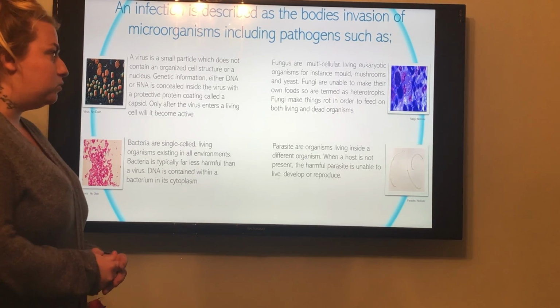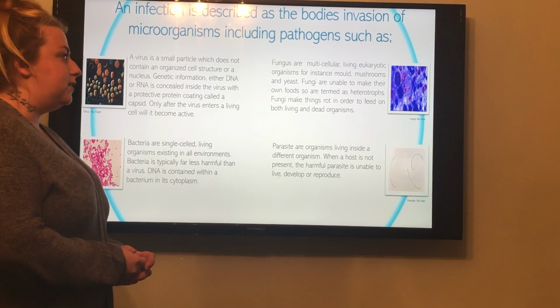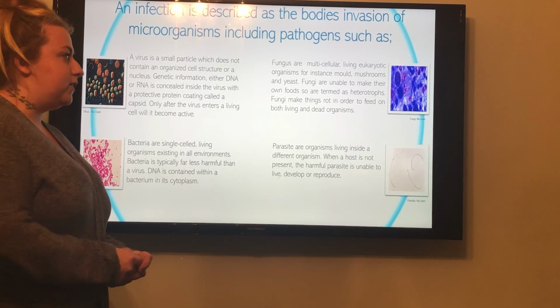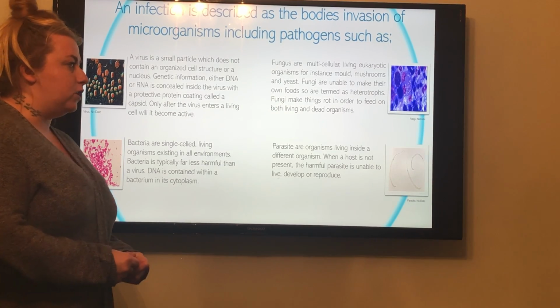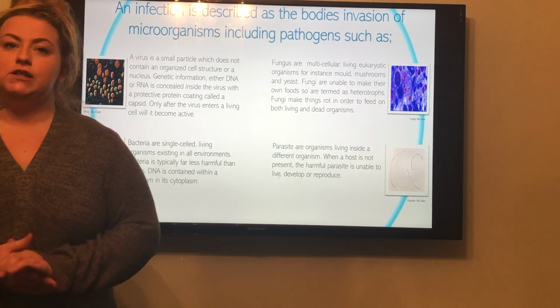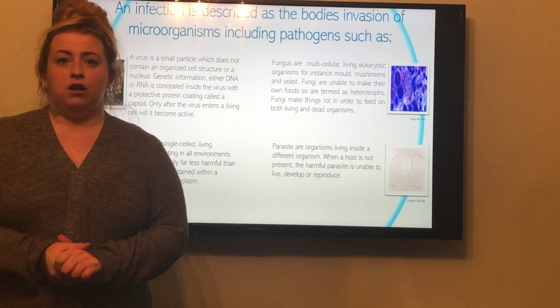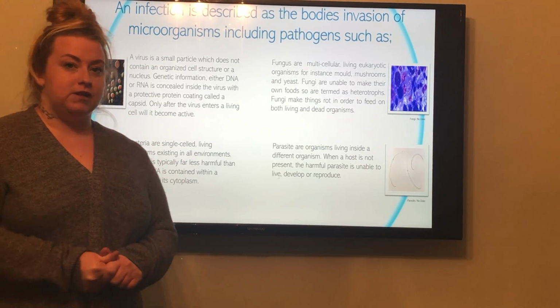Next is fungus, multicellular living eukaryotic organisms, for instance mould, mushrooms and yeast. Fungi are unable to make their own food, so they are termed heterotrophs, and fungi make things rot in order to feed on both living and dead organisms. Fungi include things such as athlete's foot and histoplasmosis.